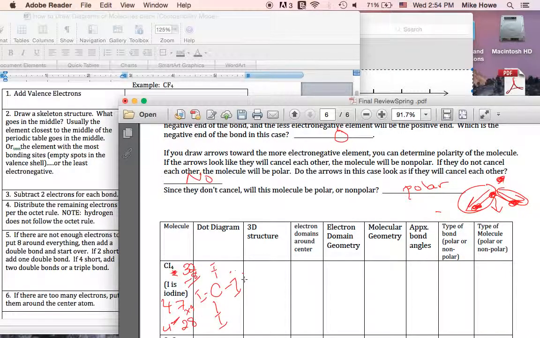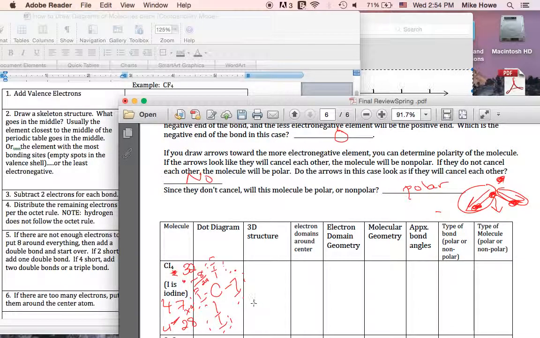1, 2, 3, 4. One there. 5, 6. 1, 2, 3, 4, 5, 6. That's 12 of the 24. Remember we had 24. Okay, so here's 6 more. That's 18 of the 24, and then like that. So there's your 24 dots. Does everything have 8 around it? Yes. 2, 4, 6, 8. 2, 4, 6, 8. That is a line right there.